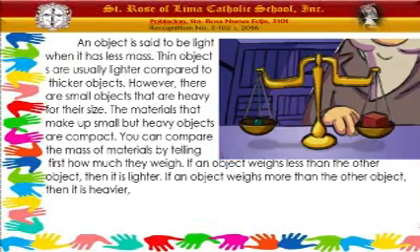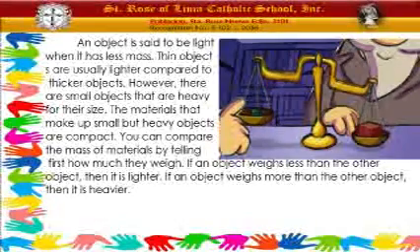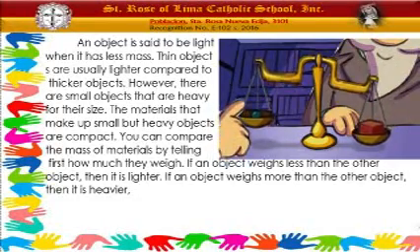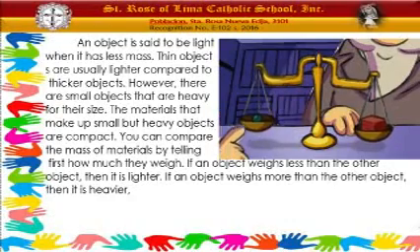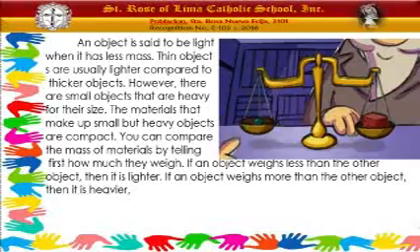An object is said to be light when it has less mass. Thin objects are usually lighter compared to thicker objects. However, there are small objects that are heavy for their size. The materials that make up small but heavy objects are compact.